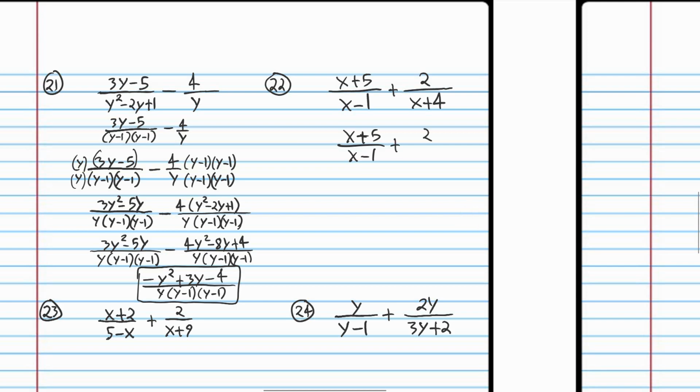So there's nothing to factor. So we multiply both sides of this fraction by x minus 1, and both sides of this fraction by x plus 4. And notice I'm putting the parentheses around the binomials. And here's, well, let's do the easy part first. So 2 times x minus 1 would be 2x minus 2.